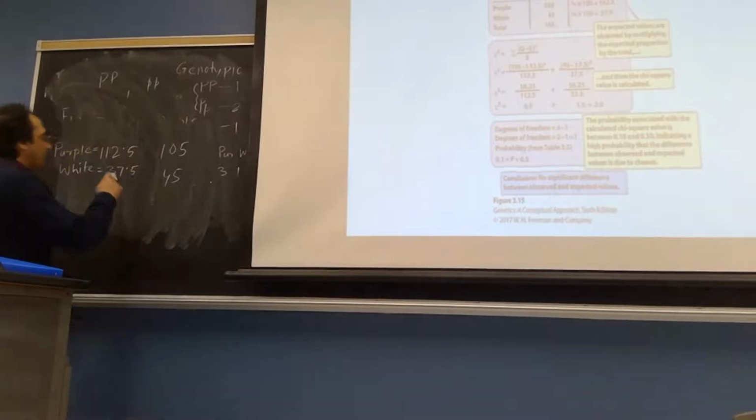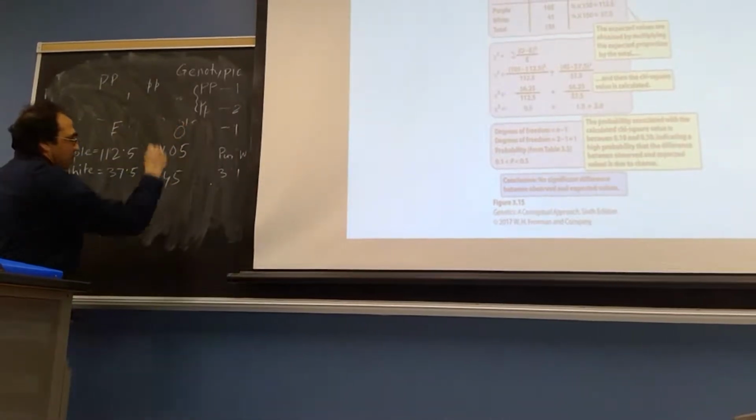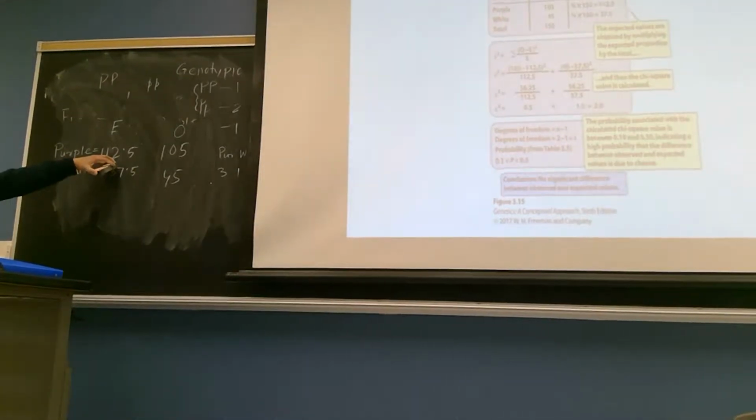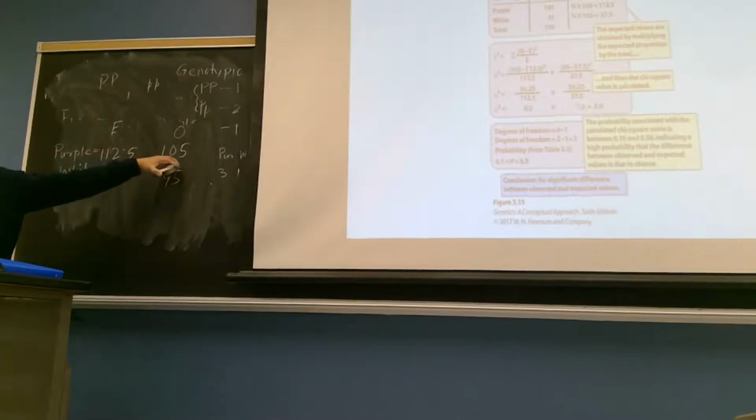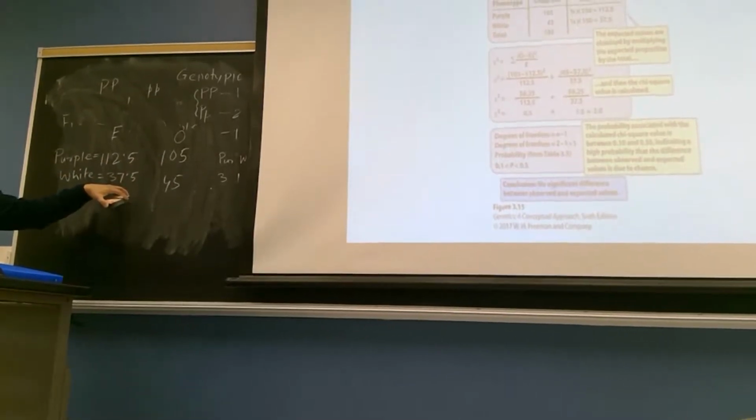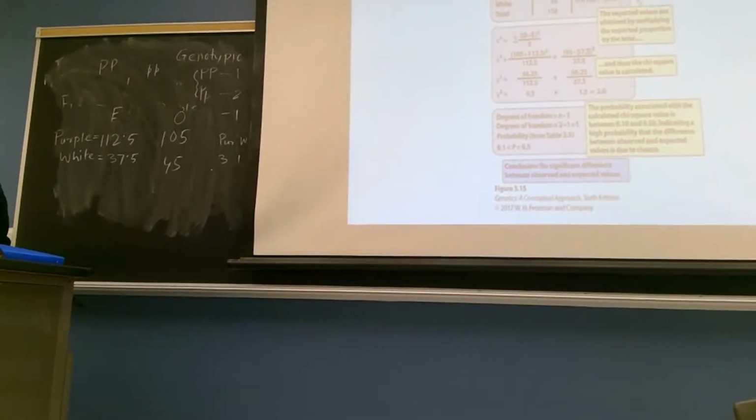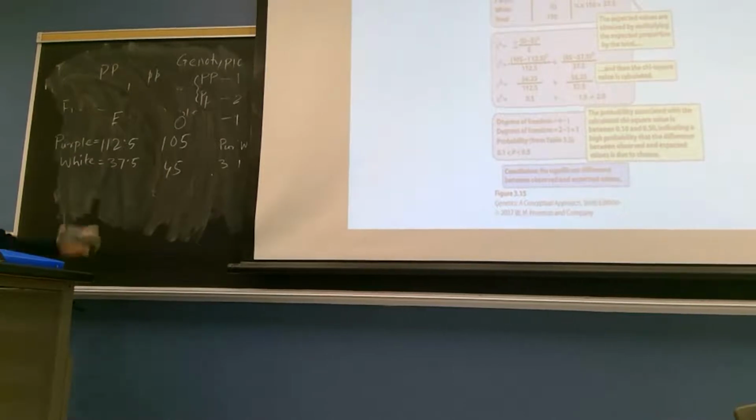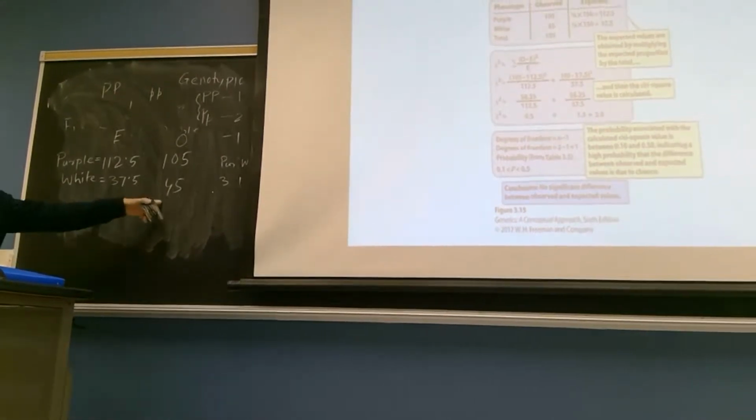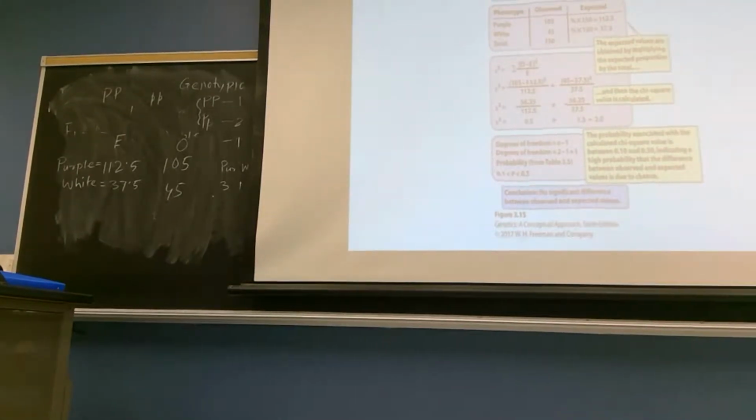But we expected, this is our expected and this is our observed. We expected that we will get 112 purple, we got 105 purple. We expected that we will get 37 white, and we got 45 white. Now the question is, is the result we got a good fit with the expected? I need to calculate that. Can I accept this result? Is this a good fit with the expected?